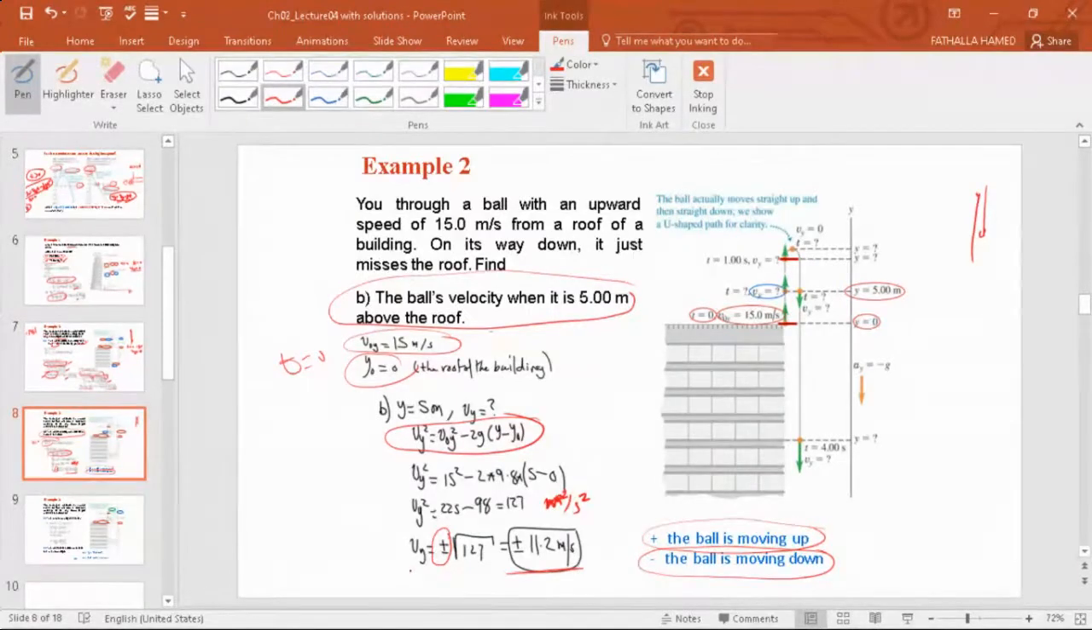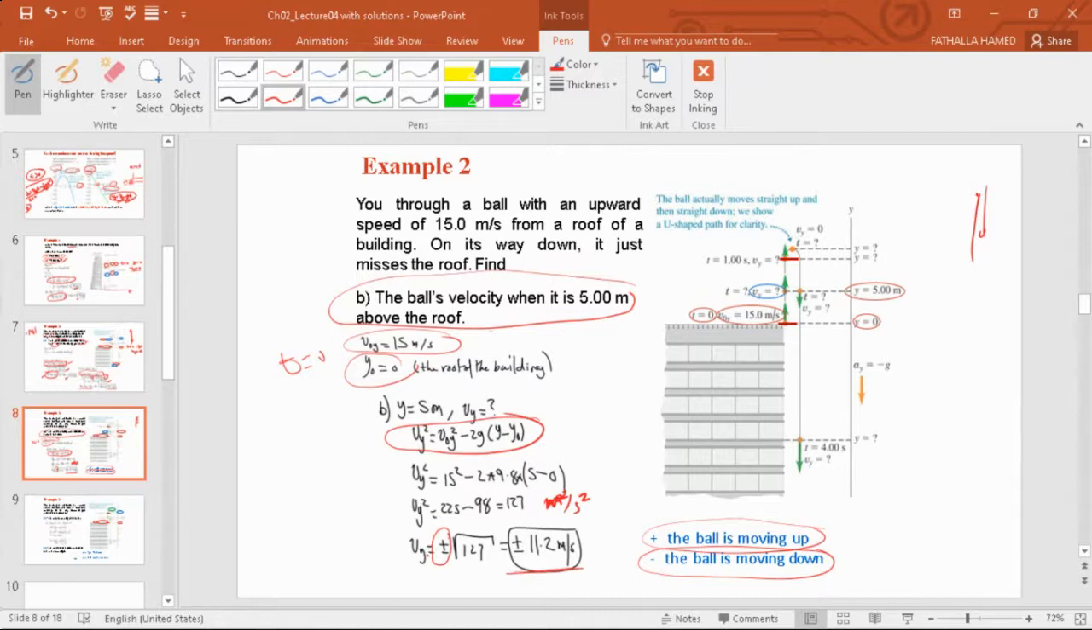Now, I wanted you to keep one thing in mind. When we dealt in chapter number 1 with vectors, whenever we wanted to get the magnitude of the vector, we always took the positive root, because the magnitude should be positive. Okay?